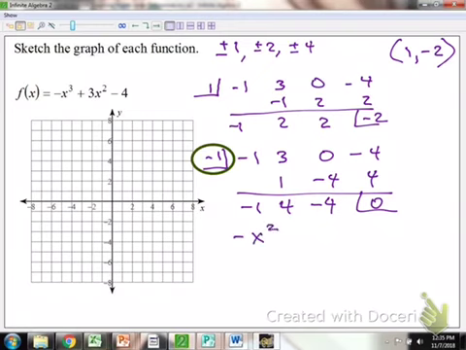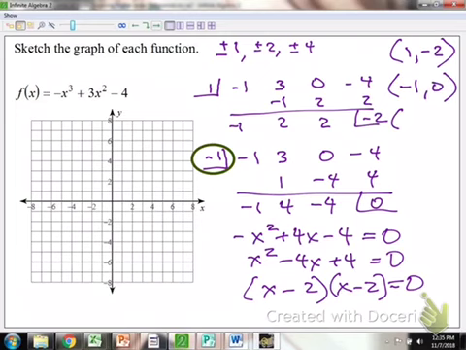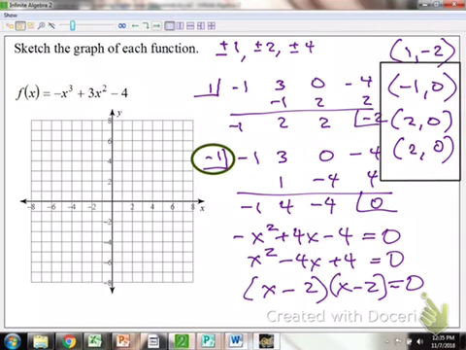And this resulting polynomial, negative 1x squared plus 4x minus 4 equals 0, is going to give me my remaining 2 zeros. So I'm going to change the signs here. And that's going to be x minus 2 times x minus 2, right? So my 3 zeros are negative 1, and 2 is a 0 twice. Now, you don't have to list these zeros this way as separate zeros, but it is good to know that it's 0 twice because that tells us something about what the graph does.